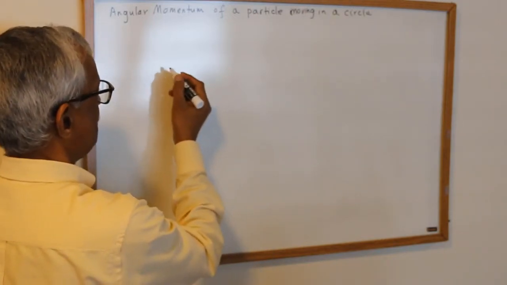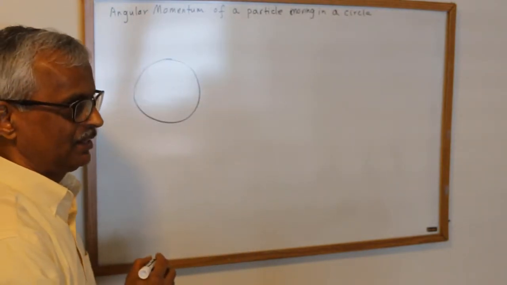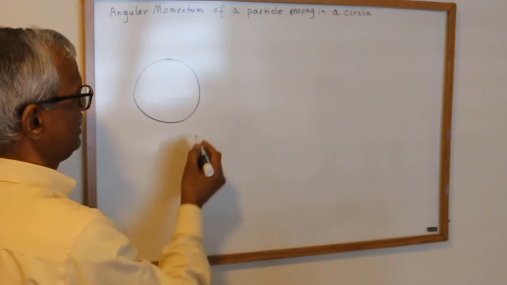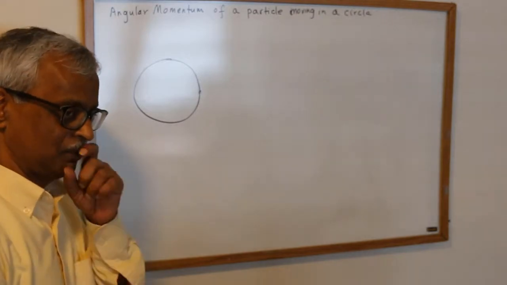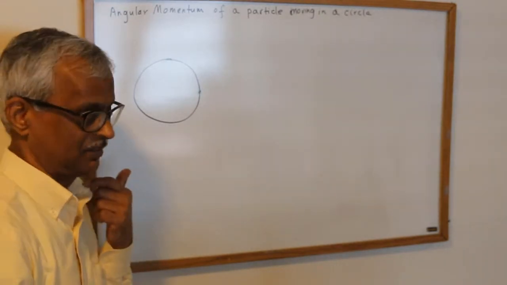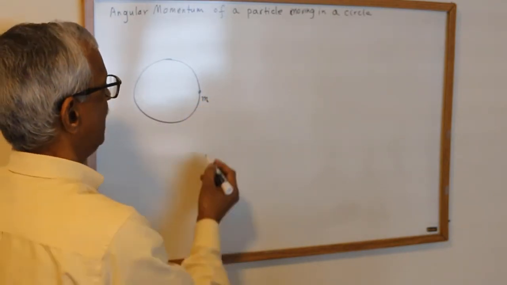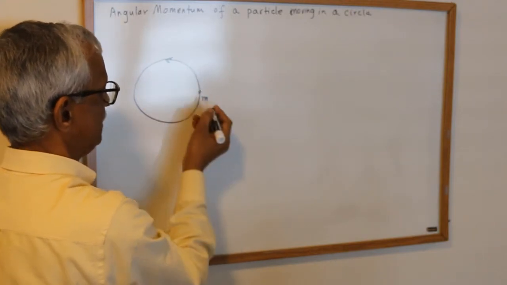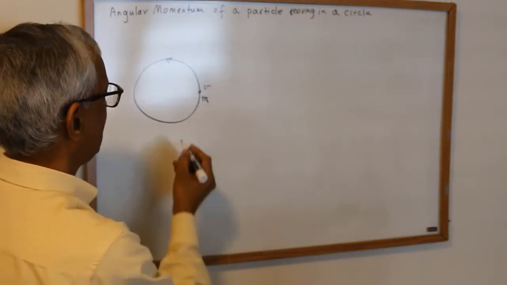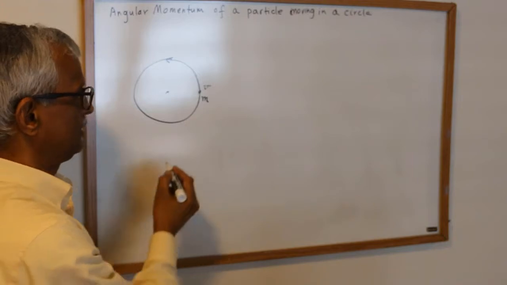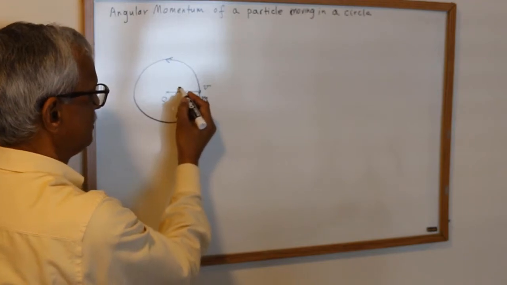So here's a particle that's moving in a circle. Okay? Let's look at this motion from a couple of different perspectives, right? So the particle has a mass m, and it's moving with some speed v, and it's moving about this center O, and there is a radius you can assign to that circle.